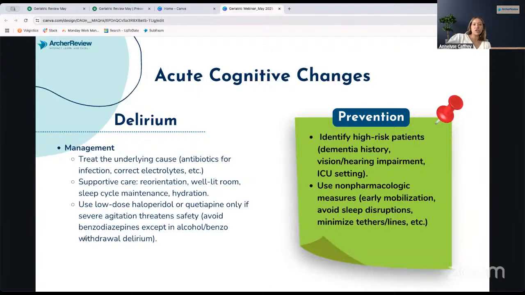The way we manage it is, like I said, there's always an underlying cause. You want to find out what that cause is and then treat it. So an antibiotic if it's an infection, correct the electrolytes, etc. You're going to want to give really great supportive care. So reorient them, make sure their room's well lit, etc.